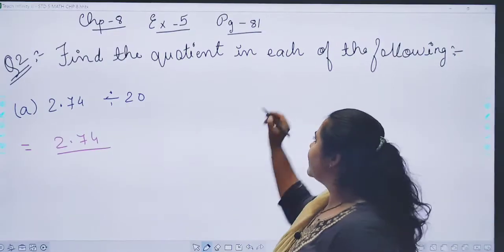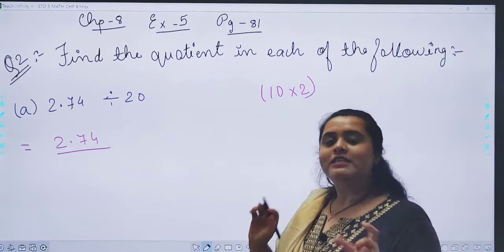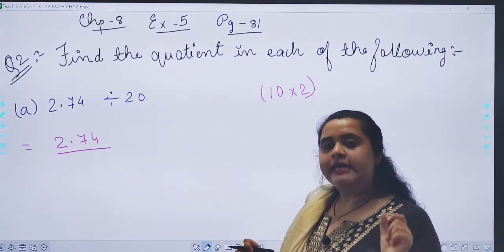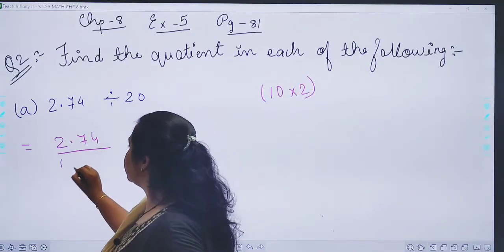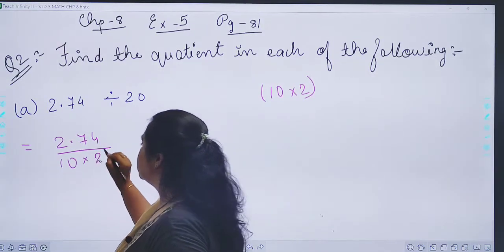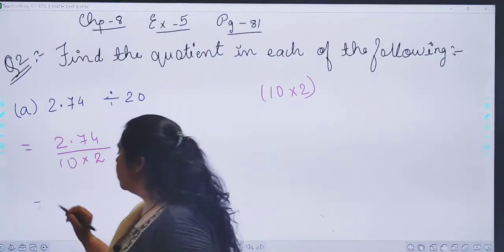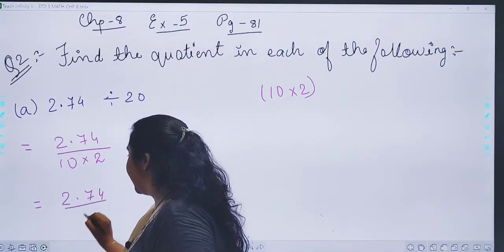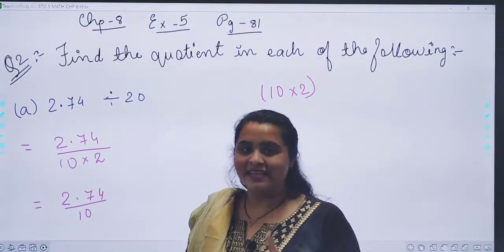So I can write 20 as 10 into 2. 10 into 2 equals 20. So here I will be writing 10 into 2. Done. Now, you know that if any number is divided by 10, the decimal will be moving, right?